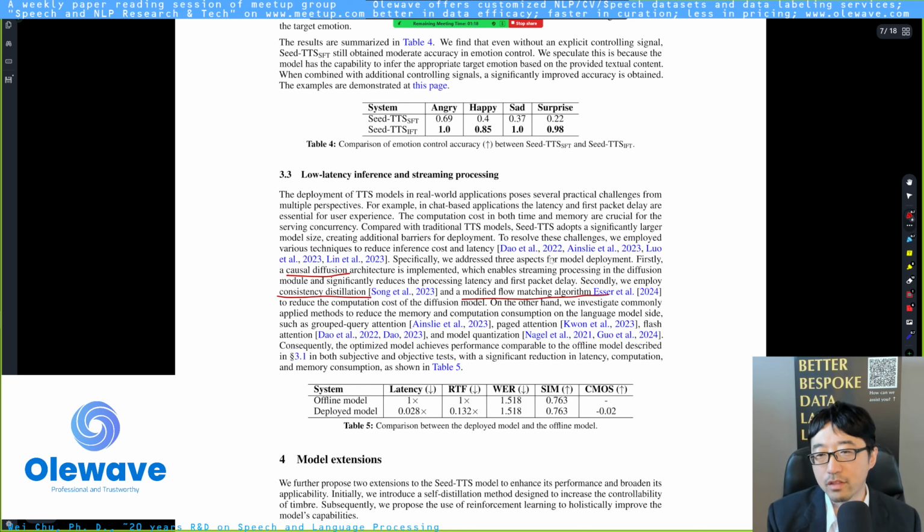This is very interesting. I read this paper, but they talk about a modified flow matching algorithm. I'm going to search what paper these ByteDance people published and try to read that paper. Please keep tuned. I will read that paper.